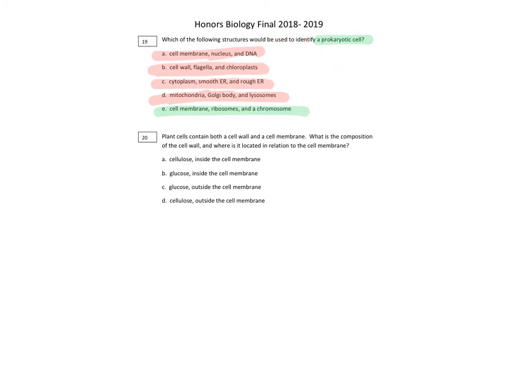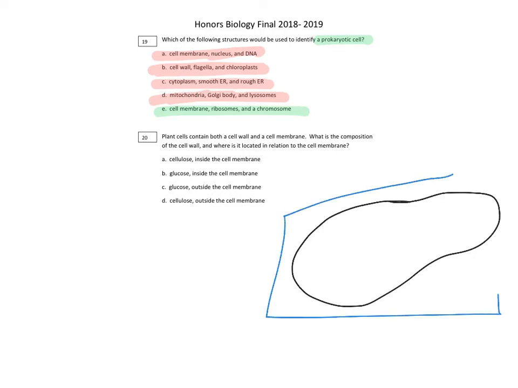You should know this. Plant cells contain both cell wall and cell membrane. What is the composition of the cell wall? And where is it located in relation to the cell membrane? Well, this one, you might have gotten wrong. I'm not sure why you would, but it's easy. It seems to me that if there's anything among these questions that would make it easy for you to get confused, it might be the idea that the cell wall is outside of the cell.